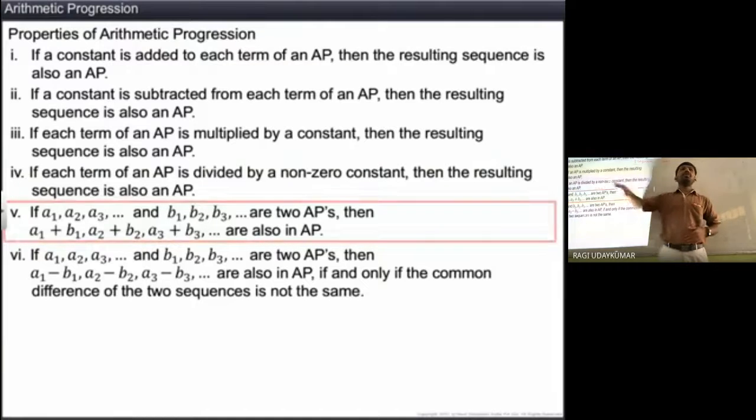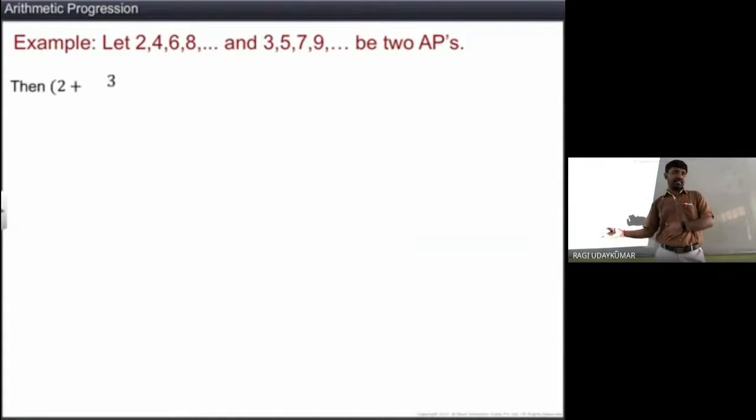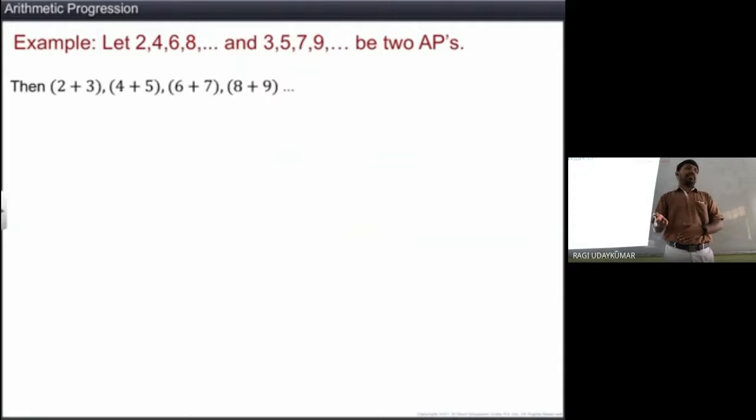Now the fifth one. Two arithmetic progressions are given to you, A1, A2, A3 and B1, B2, B3, and if you take the sum of the first terms, second terms, that is also an arithmetic progression. Here 2, 4, 6, 8 is an arithmetic progression. 3, 5, 7, 9 is also an arithmetic progression. And their respective terms are added: 2 is added to 3, 4 is added to 5, 6 is added to 7, and 8 is added to 9. So the new sequence we get is also an arithmetic progression.